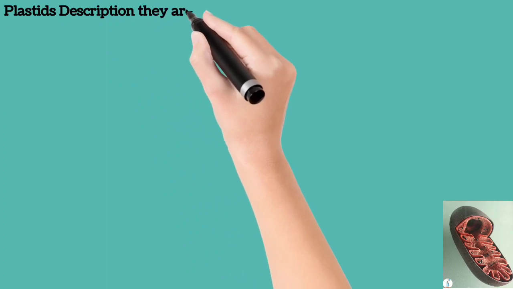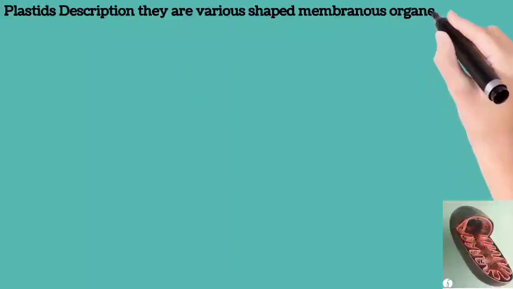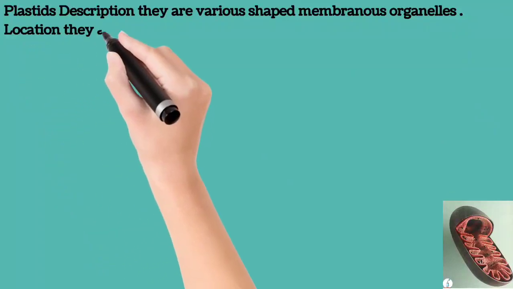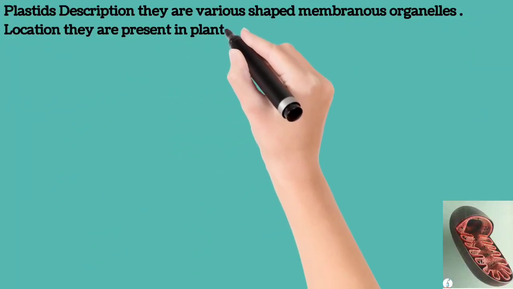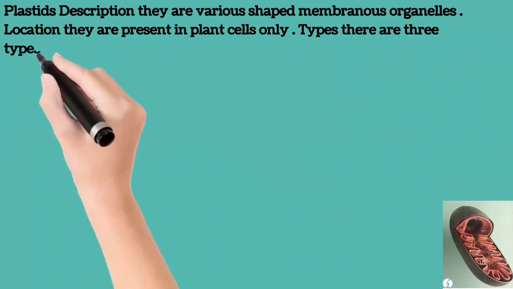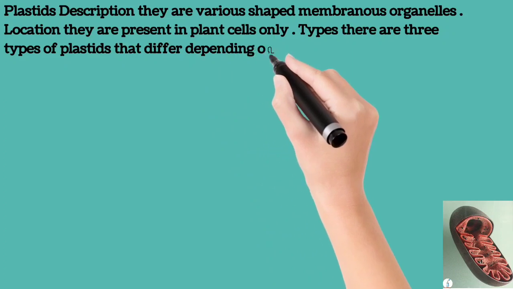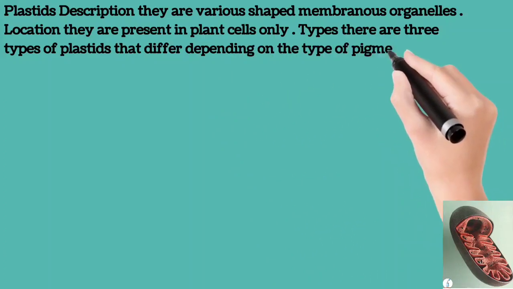Plastids. Description: they are various shaped membranous organelles. Location: they are present in plant cells only. Types: there are 3 types of plastids that differ depending on the type of pigment that is present in each type of them, which are type of pigments, function, location.